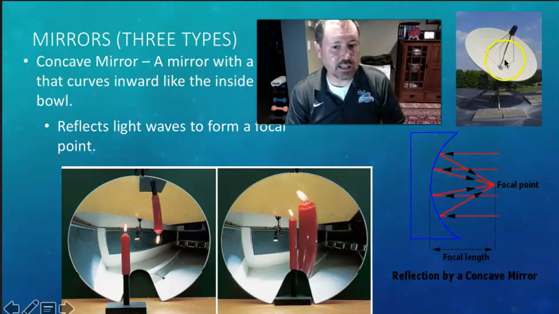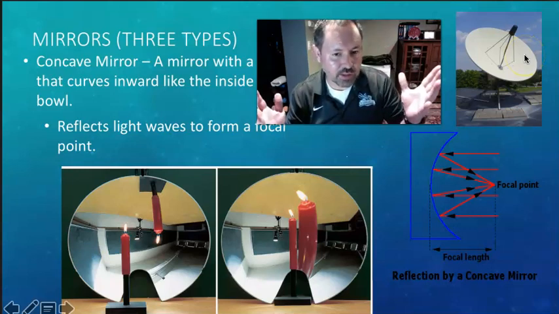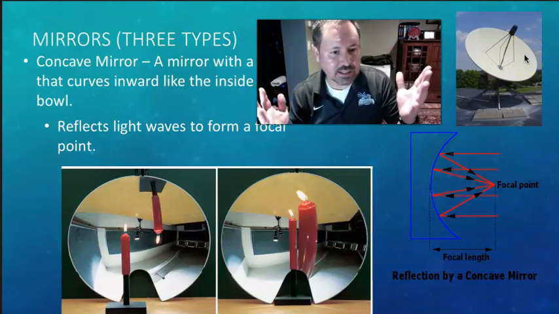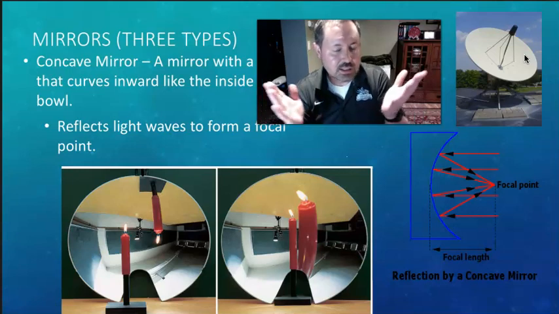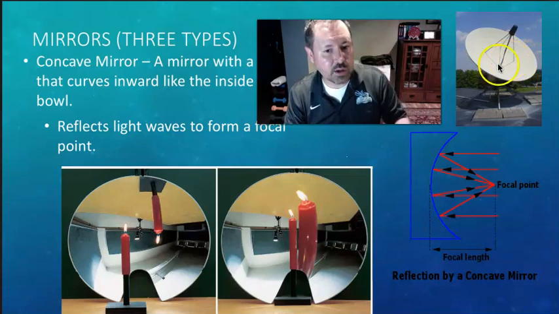That's why satellite dishes are curved like that. Satellite dishes got to be white, because if it's white, it reflects all the wavelengths. There's no such thing as a black satellite dish. That doesn't make sense. You got a white satellite dish. It's reflecting all the wavelengths.